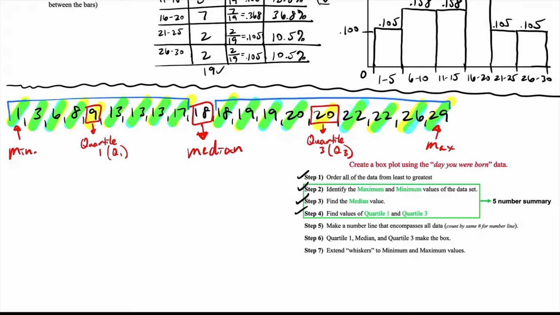Last 3 things are building the box plot. The box plots are going to look something like this. They need a box and they need whiskers. We call these lines at the end whiskers. Before we can do that, we have to build a number line. The number line has to have all of the numbers in our data, so it has to go from 1 to 29. So I'm going to draw a number line.